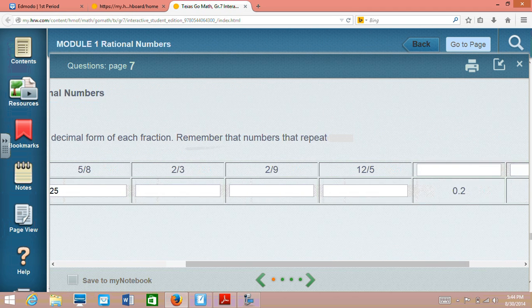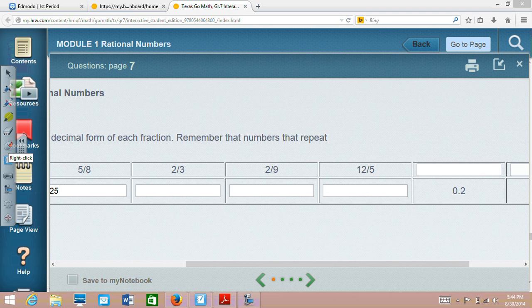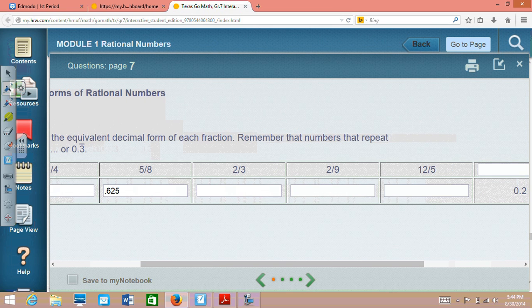So these right here. Oh, it should be able to write on here.